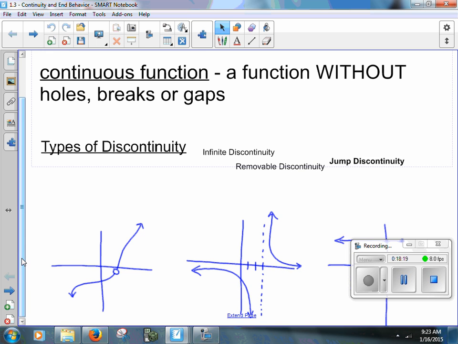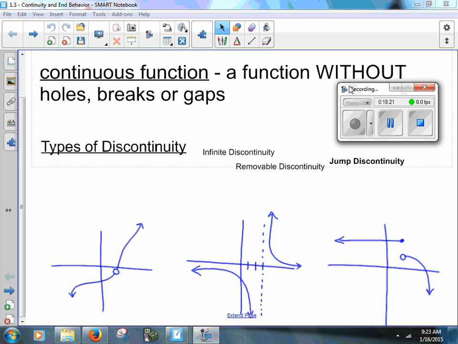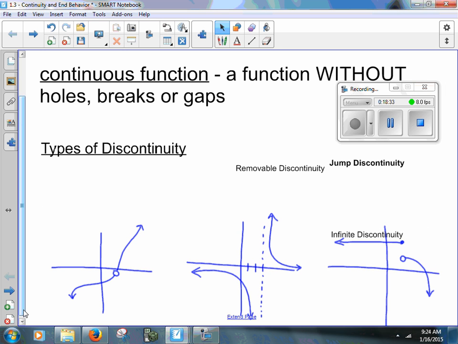So I don't think you know anything about this continuity. Well, let me show you something. You will have the ability to put that where it goes. Where do you think these words go? Infinite discontinuity, removable discontinuity, and jump discontinuity. There are 3 types that we're going to talk about. You've got to figure out where they go.